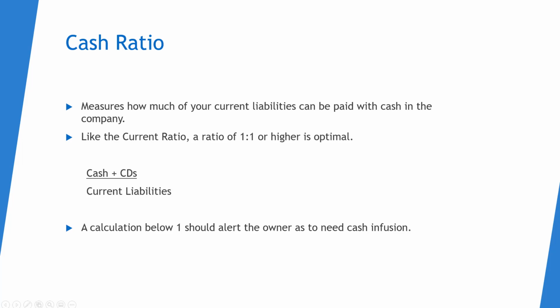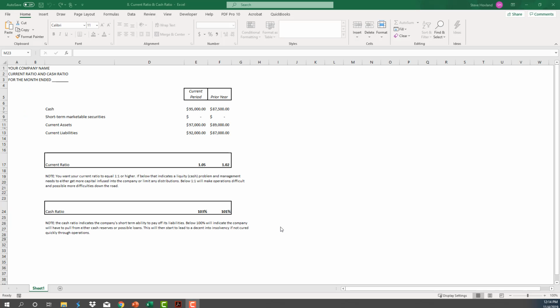So let's go back and take a look at the template. So here we are back in the template, and here's the cash ratio. And this is why, when we were looking at the current ratio, I had these extra items up here, just so that we could have both these ratios at the same time and it makes life easier, because again, it's just one extra number. So let's make stuff as efficient as we possibly can.